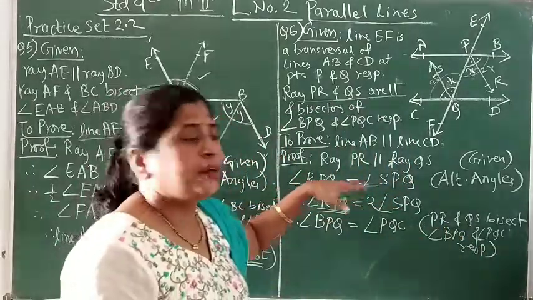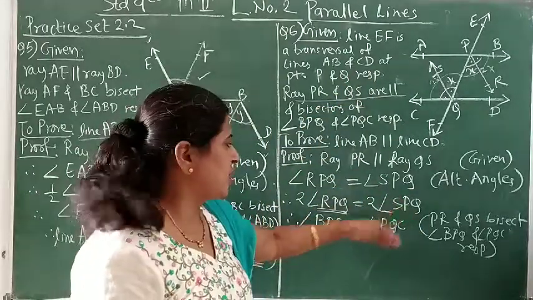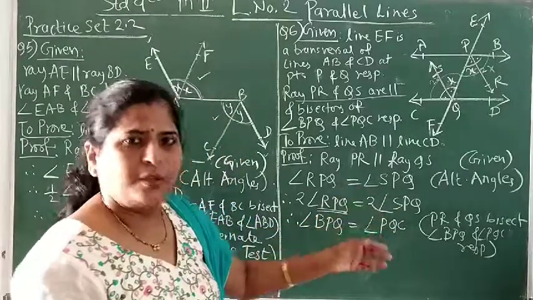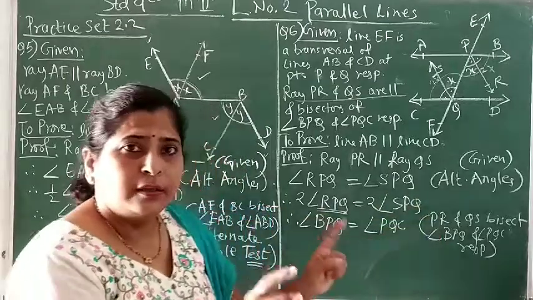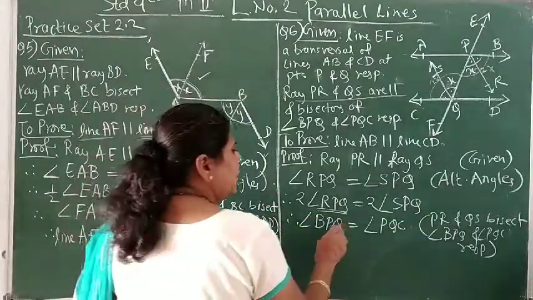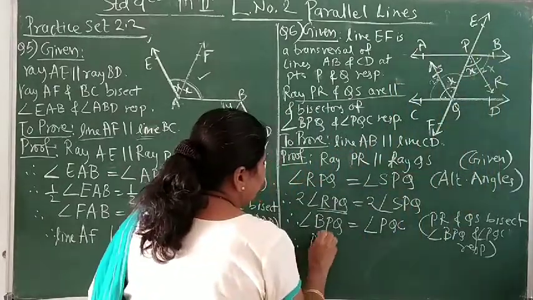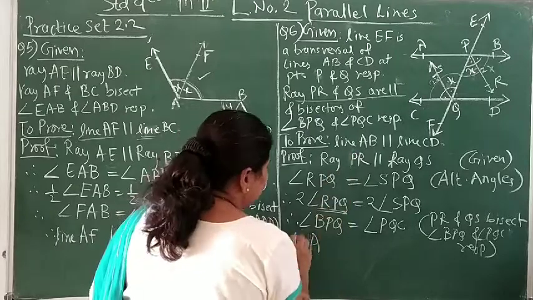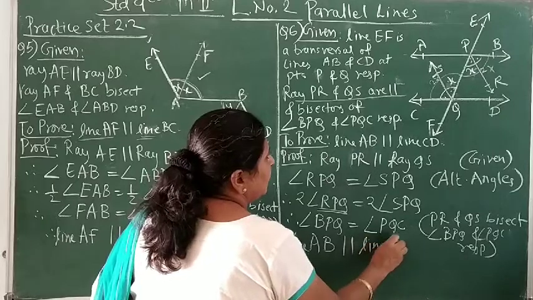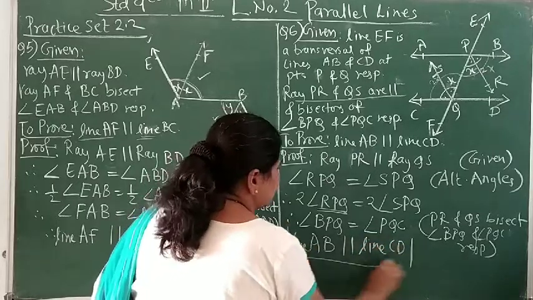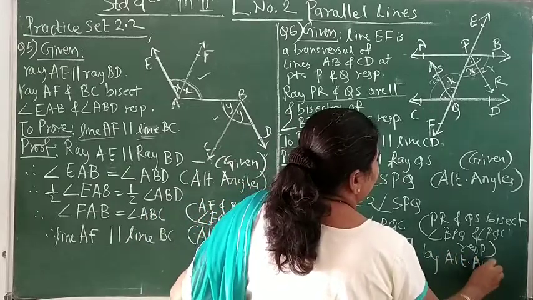Or you can write a separate statement: this is the bisector, so twice of this is this, and then you can say equal. But this way also you can write, because things are clear when you write this in the reason in brackets. Now if these two alternate angles are equal, then these two lines are parallel. Therefore, if the word line is used, use line; if it's ray, use ray. Line AB is parallel to line CD. This is proved by the alternate angle test.